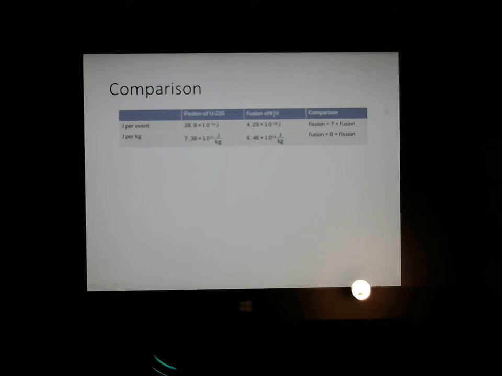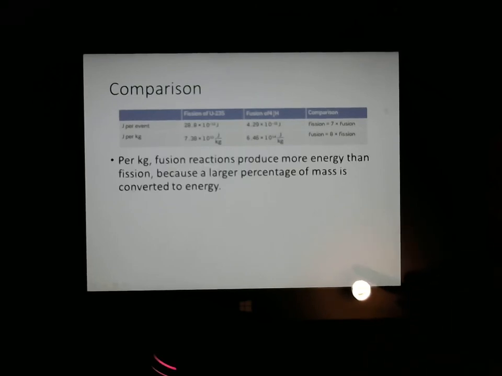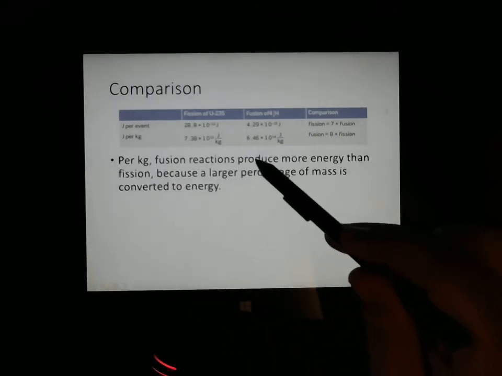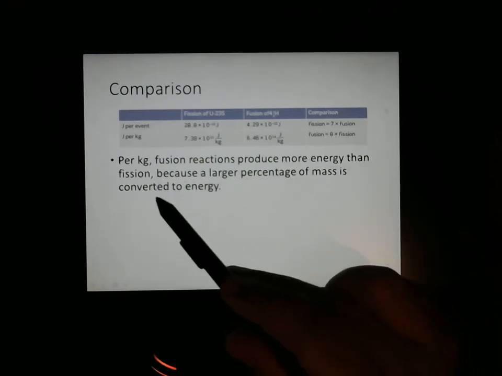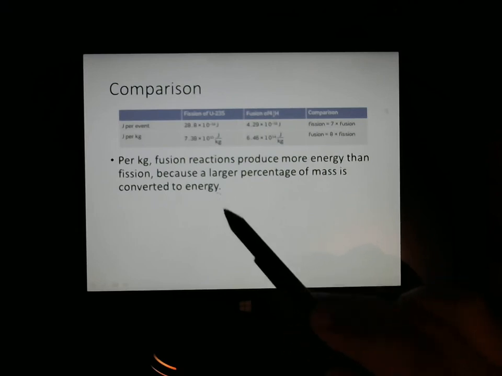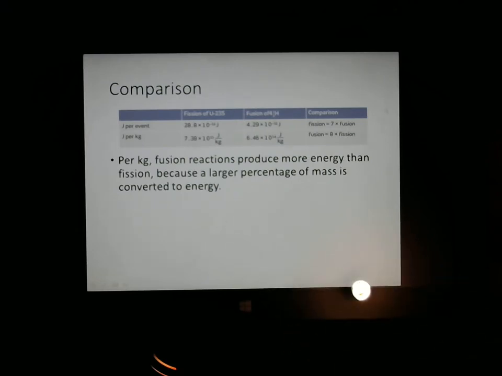And if we consider the masses, we can see why. Uranium-235 has 50 times the mass of 4 hydrogen atoms. So you get a lot more fusion events for the same mass of 1 fission event. And you need to know that result. So per kilogram, fusion reactions produce more energy than fission because a larger percentage of mass is converted to energy. Okay, being able to prove it might be useful, but you do need to know it.